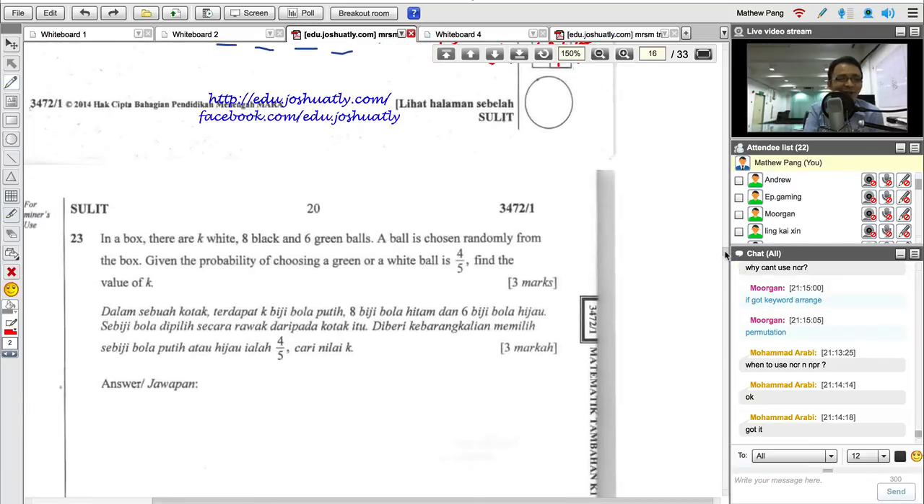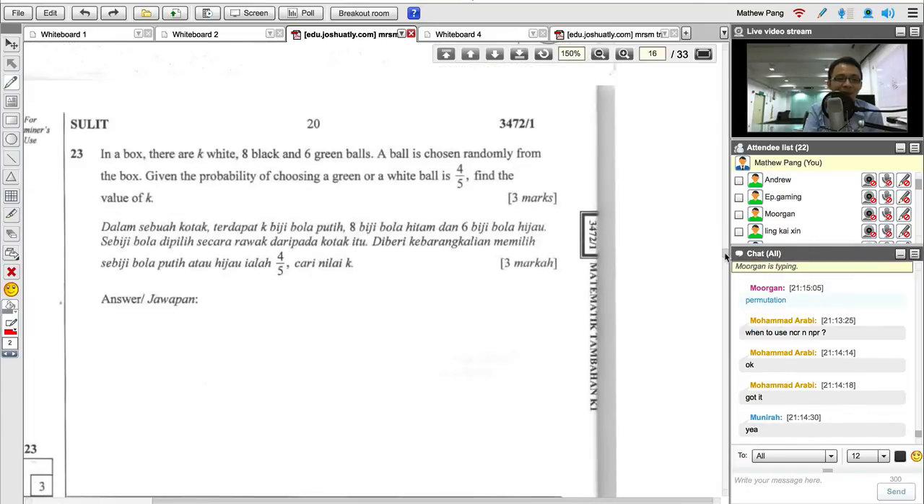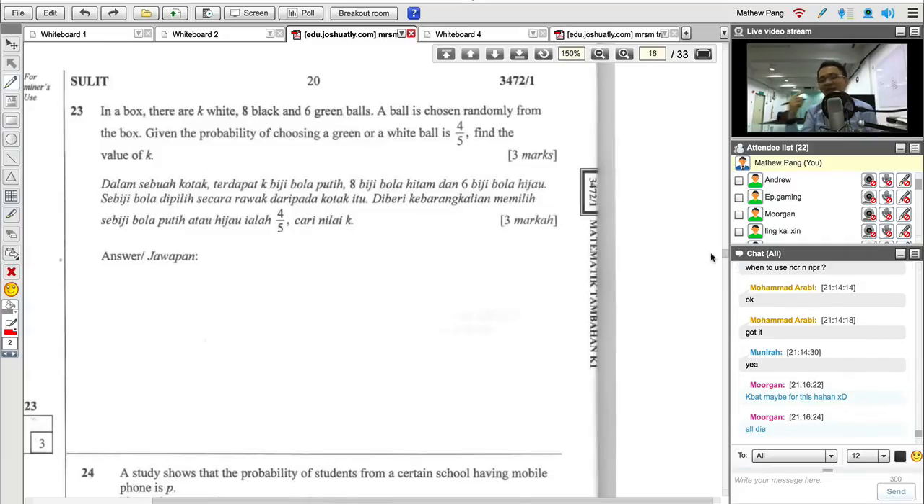Right, this is probability. I think this is a hot question also, because I spent like 15 minutes to find out the answer. Normally for probability, I can get the answer in 2 to 3 minutes. For this one, he said K is white color balls, and we have 8 black color balls and 6 green color balls. A ball is chosen at random from the box. Given the probability that the chosen ball is green or white is 4/5.